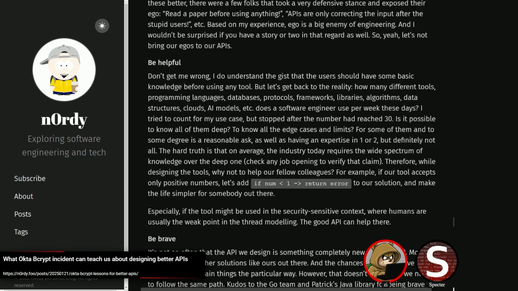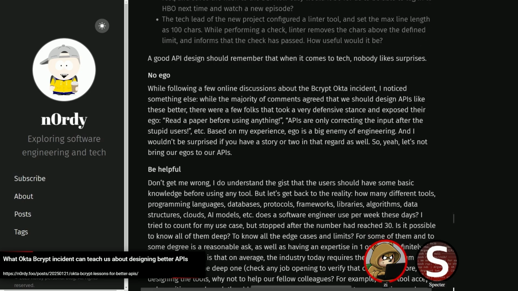Yeah. So when it comes to some of their recommendations about API design, in general, I do agree with them on things like not having an ego, where it's like, well, they need to read the paper before.